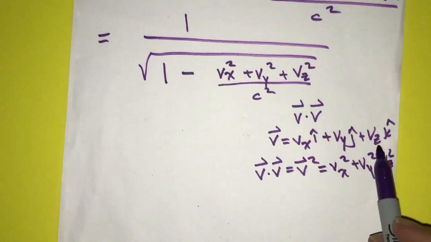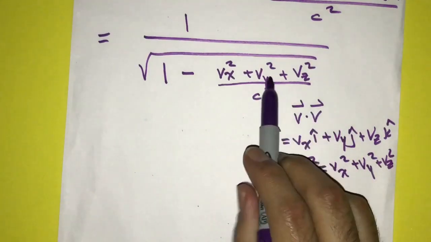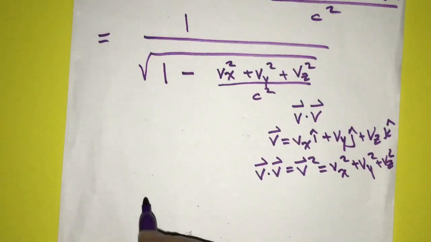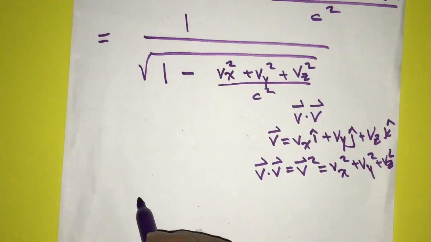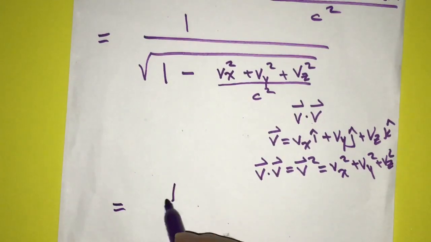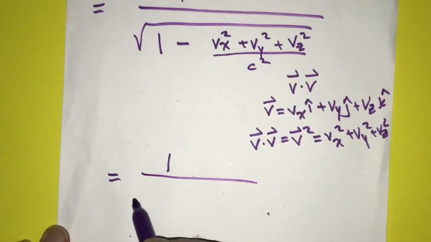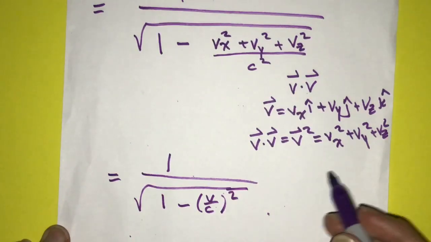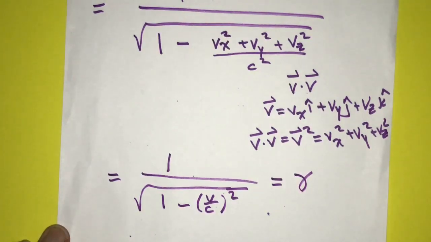Okay, so we can go ahead and rewrite this term in terms of this. So now we see that this simplifies a bit, and now this is beginning to look more like what we showed at the beginning. So now we get 1 over the square root of 1 minus (v over c) squared, which is our gamma, as we want it.